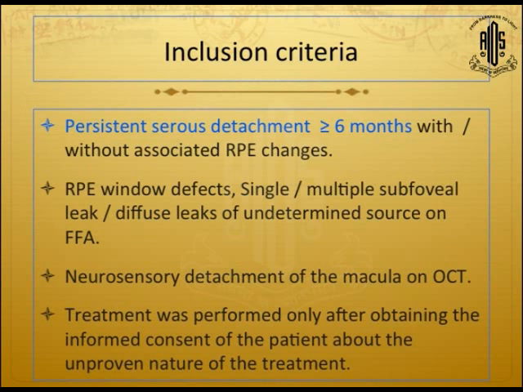Again, inclusion criteria remain the same as Roddy sir had discussed for the PDT. It is persistent serous detachment for more than 6 months, RPE window defects, single or multiple subfoveal leaks, diffuse leaks of undetermined sources, neurosensory detachment of the macula on OCT, and treatment was performed only after obtaining informed consent. First, we usually give a patient a choice of PDT because that remains the mainstay of the treatment, but for patients who may not afford the PDT laser, we advise a TTT laser.